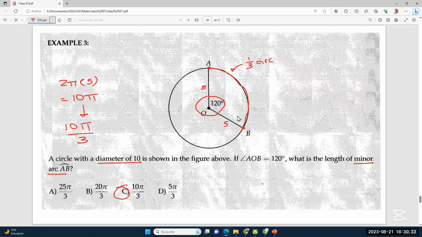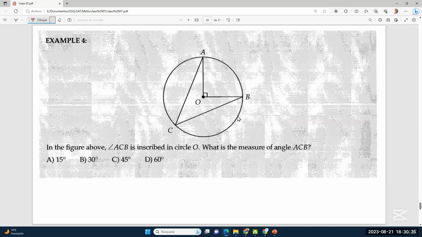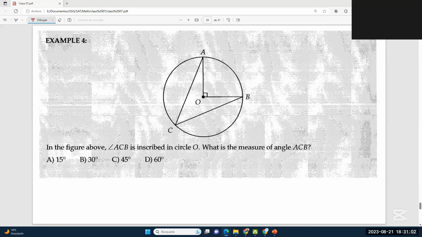Okay, one more. In the figure above, angle ACB is inscribed in circle O. What's the measure of angle ACB? It should be immediate, right? It should be immediate. Which one do you think is the answer?